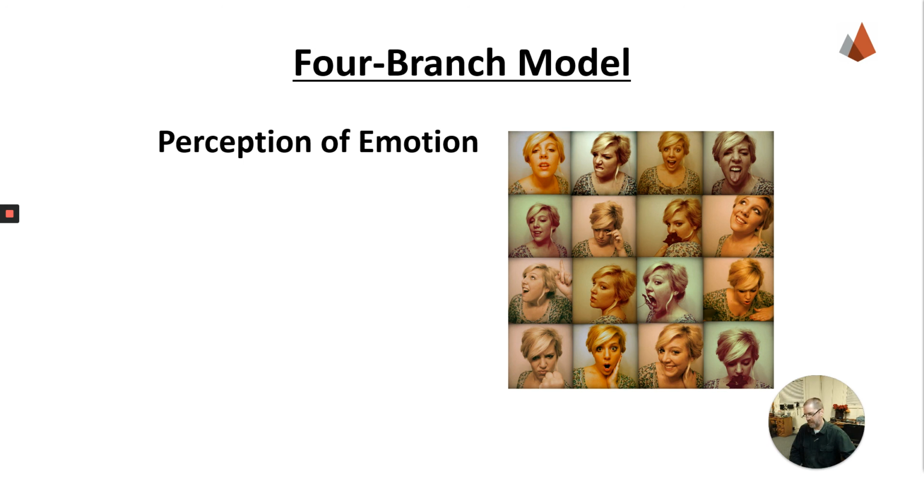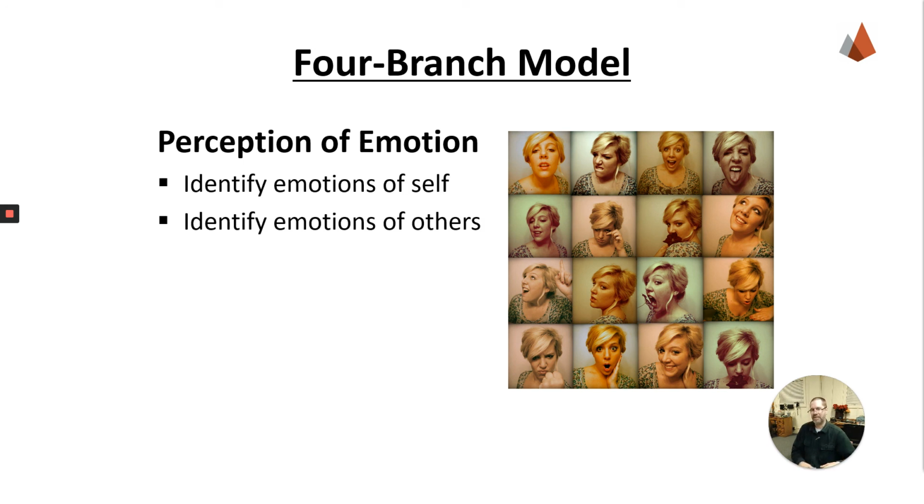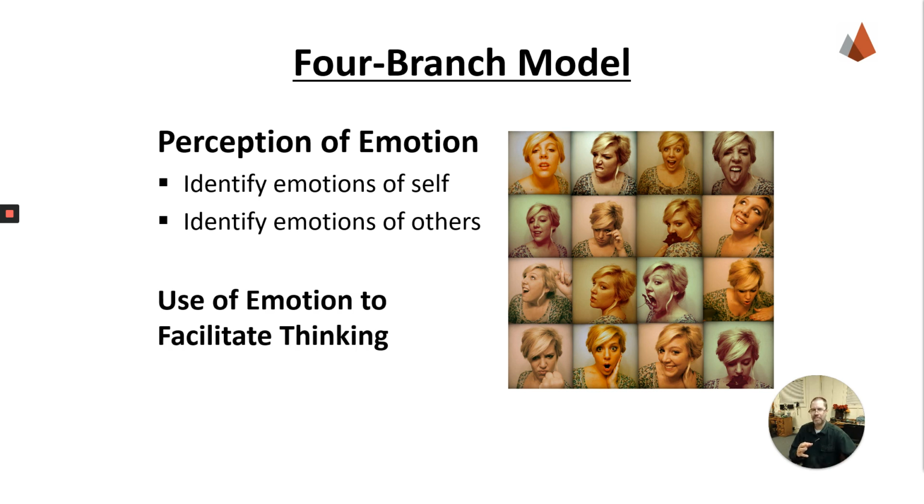So we just want to look at the first two. Perception of emotion involves identifying emotions of self and identifying emotions of others, or the ability for people to identify not only their own emotions, but the emotions of others. And how do you do this? Through emotional displays. So, what kind of different emotions have you felt in different situations? And this relates to this idea of the use of emotion to facilitate thinking.